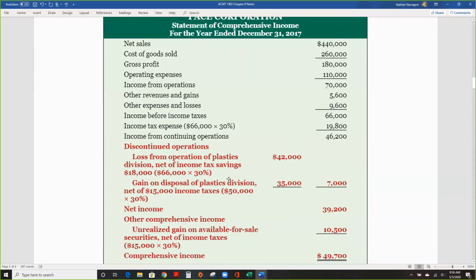Again, most likely your problems are always going to give you the actual loss or the gain. Notice here, there is a loss and there's a gain on the disposal of the plastic division. They actually sold it for more than what it was worth to them. So here, with the loss and the gain, again, you have a negative cash flow and a positive cash flow. We'll subtract those two out. That's where we get the 7 grand.